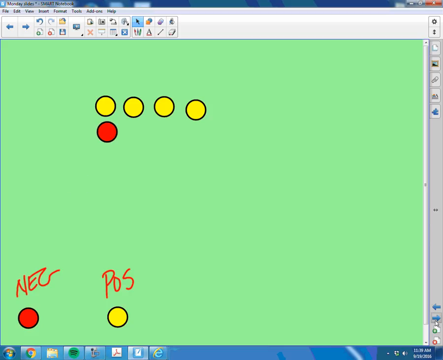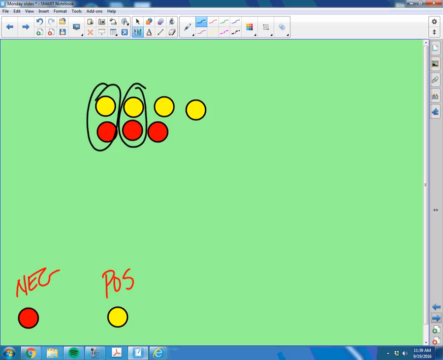So every time we add a red circle, what are we creating? A pair. Zero pair, zero pair, zero pair. What is left? Positive 1.